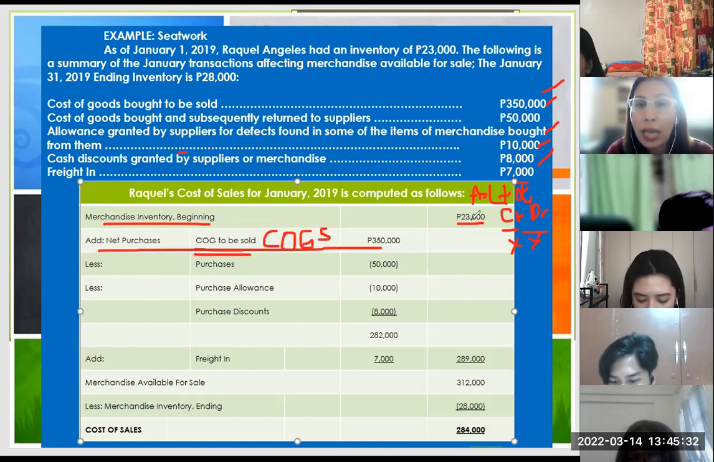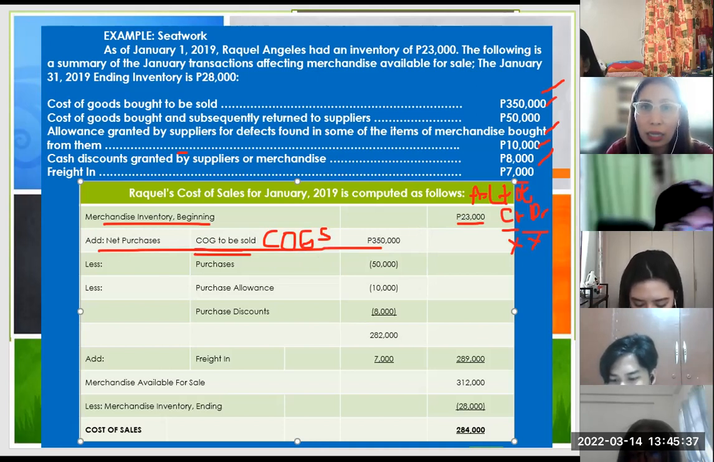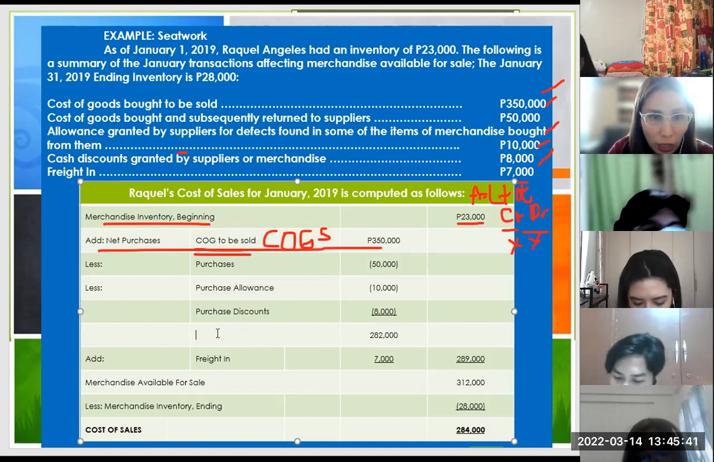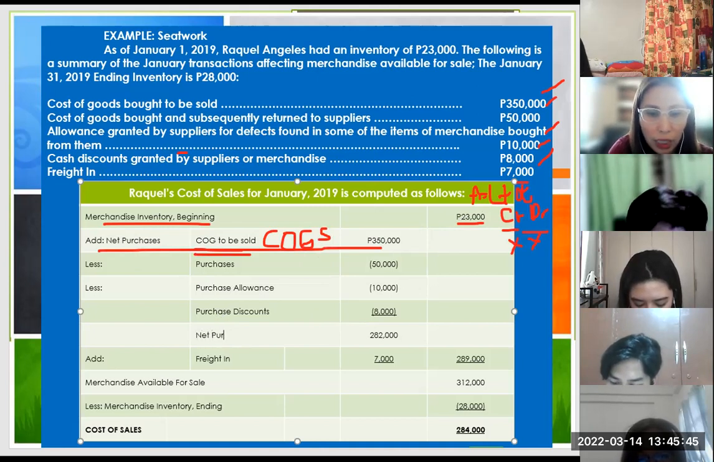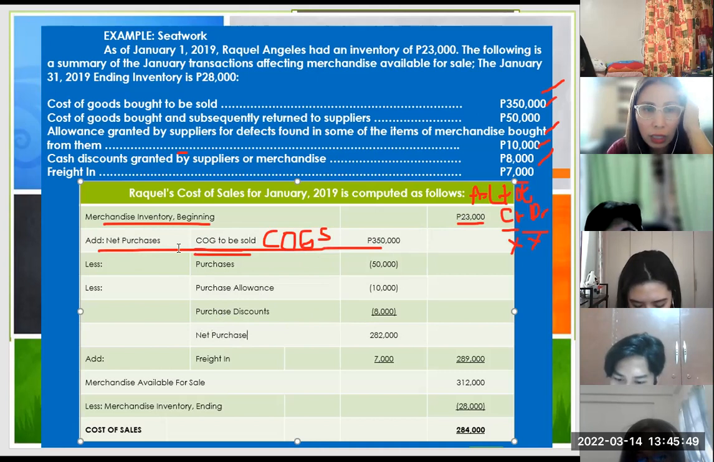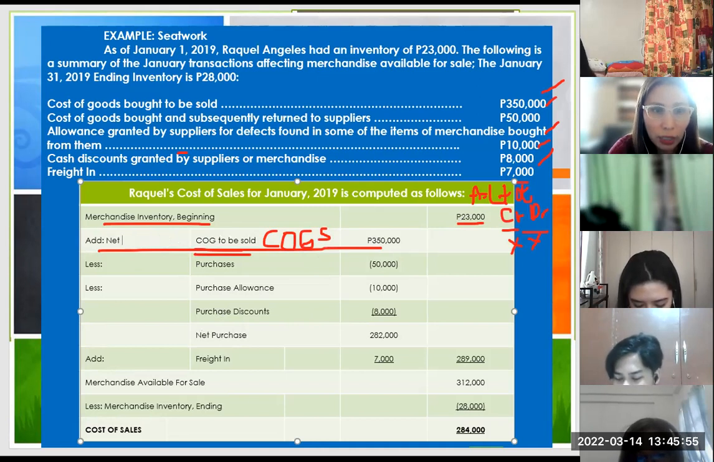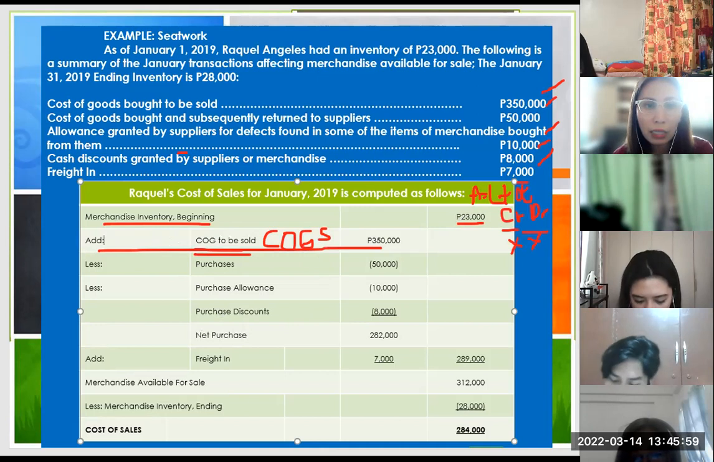Okay, i-add yan. Kaya siya tinawag na net, it is because magre-reduce ka. Meron pa yan ganito, net purchase. Ayan, para mas detailed. So add, for you to get, kung nalilito kayo dito sa add net purchase, ganyan na lang. Add the cost of goods sold.